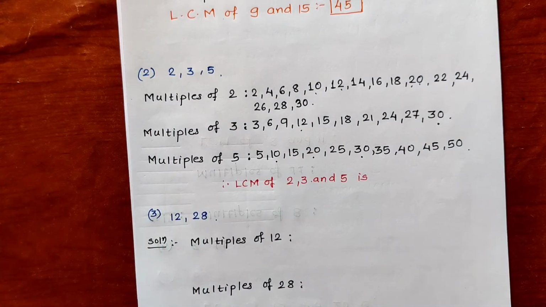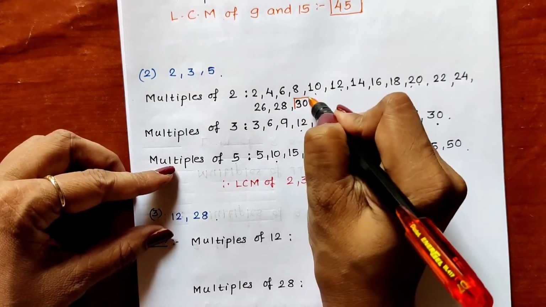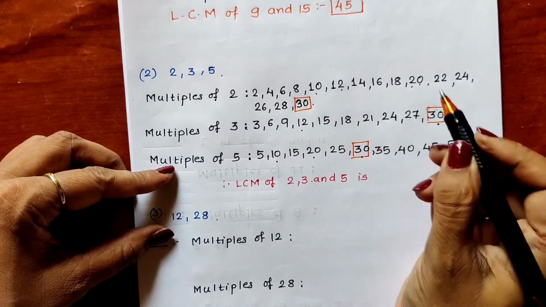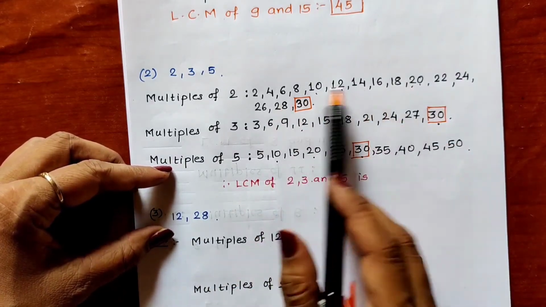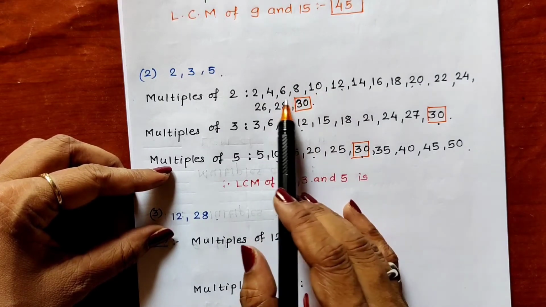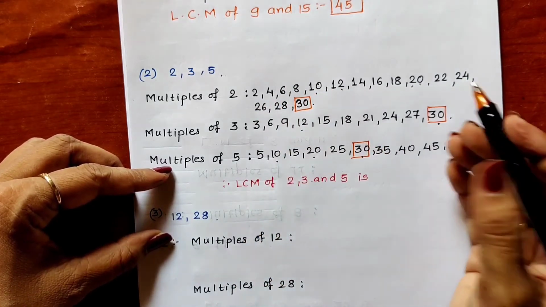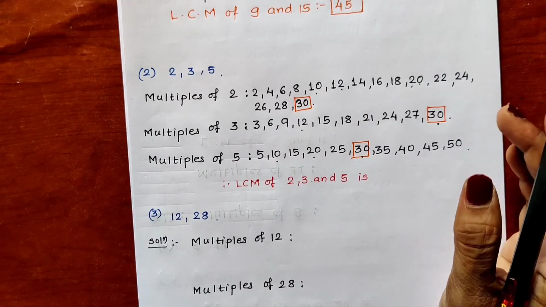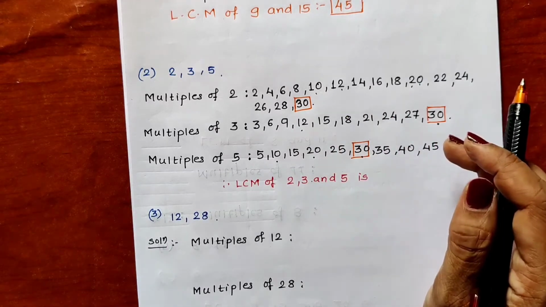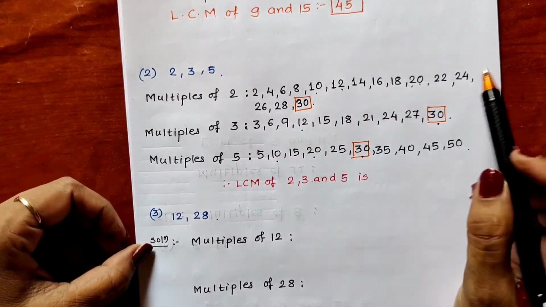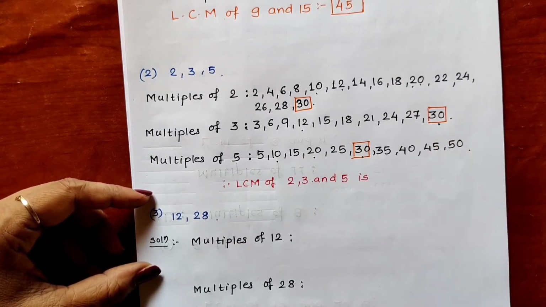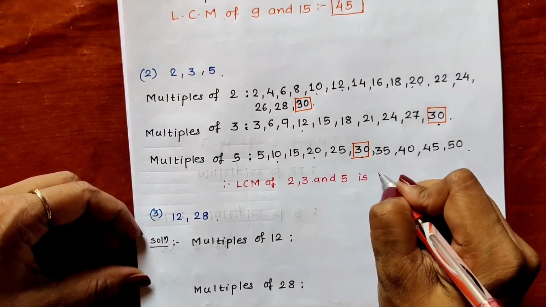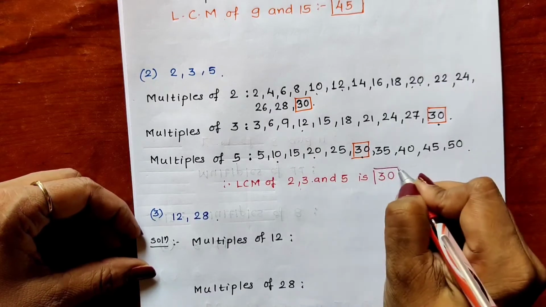And now I can get the common multiple 30 here also, 30 here also, and 30 here also, which is the lowest one. Before 30, in all these 3 multiples there is no common multiple. That means a common multiple will be there, but that will be bigger than 30. We require the smallest one, the lowest one. So 30 is the lowest common multiple. After 30 we can get bigger numbers also, but we require the lowest. That means 30 is the LCM or least common multiple of 2, 3 and 5.